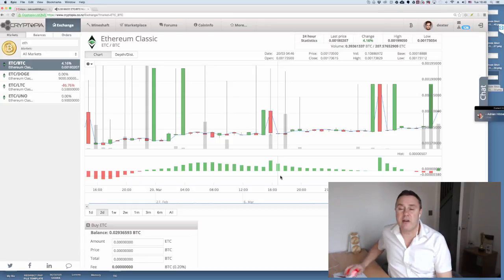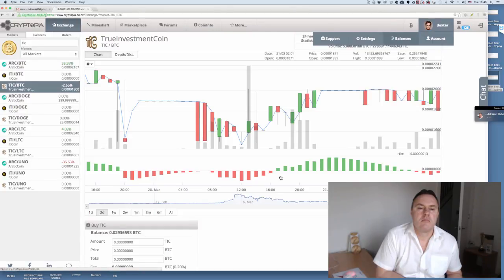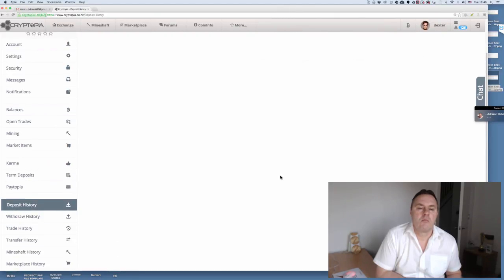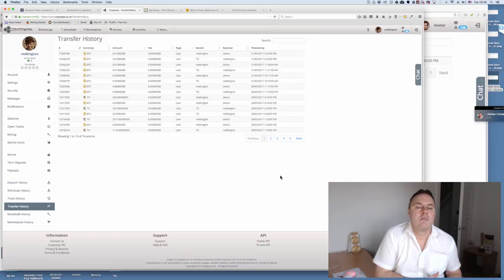How did you make three times your Bitcoin? How did you do that in 2 weeks? I will try to show you. Deposit history. I deposited 0.5 bitcoins in this account, because I have three different accounts, but it doesn't matter. I deposited 0.518 bitcoins. It was 7th of March, but in my other account, just a minute. This account is my first account.